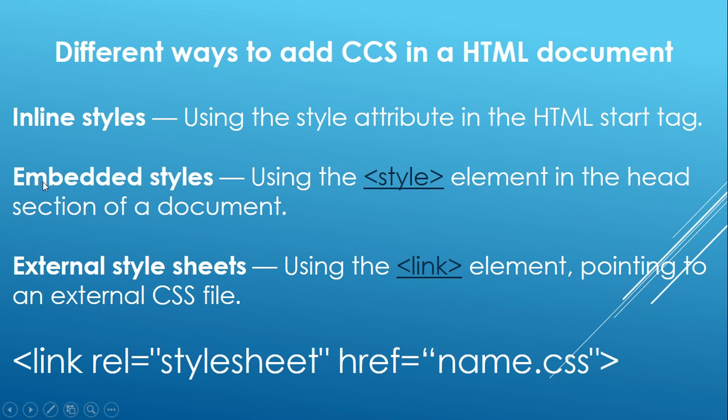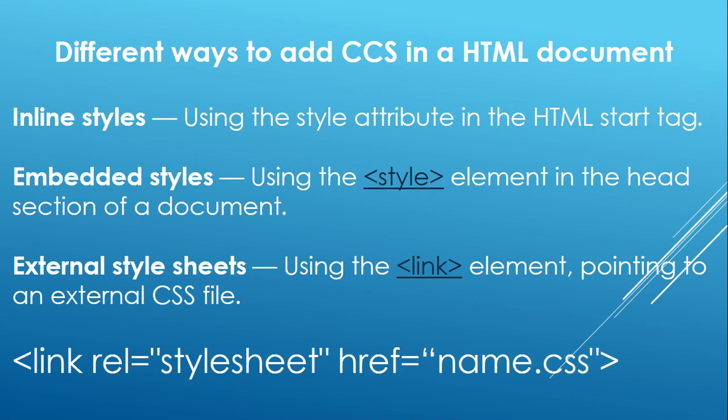The second one is what we did in the previous lesson, embedded styles. We use the style element in the head section of the document. And the last one, the commonly used one, and what I would recommend you to do, and what we'll be working on starting from today, is the external style sheet, where we are going to use the link element pointing to an external CSS file. So we're going to create another file called CSS. And we're going to use this code, link rel stylesheet href, and the name of the CSS file.